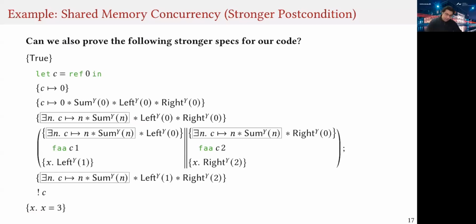Yes. The idea is that this is a binder for the return value. So at the end, the value that you're going to get, if we name it x, should satisfy this property. Right, so x should be 3, exactly. And in this case, the return value is not really important, so it doesn't really appear in the postcondition.